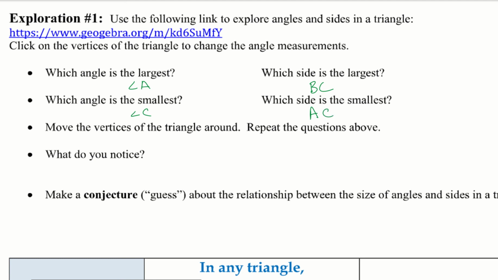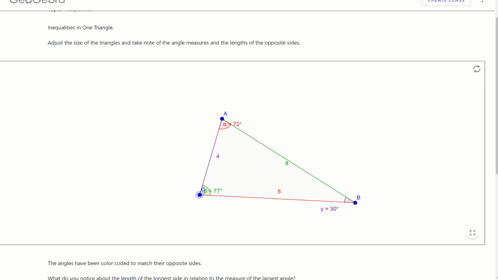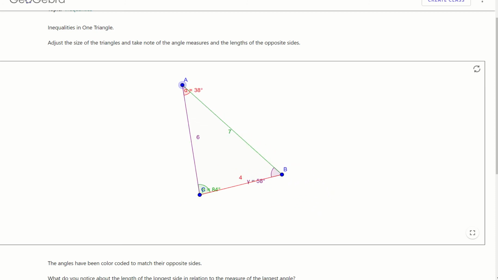Alright, so now we want to do this one more time and repeat the same questions above. So let's move them around a little bit. I feel like that's a little too small. Let's do that. Okay, so now take a second and write down what is the largest and smallest of the angles and the sides.